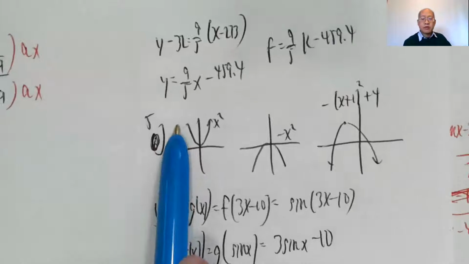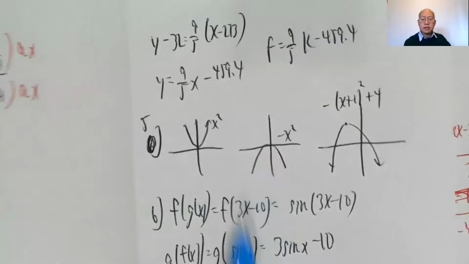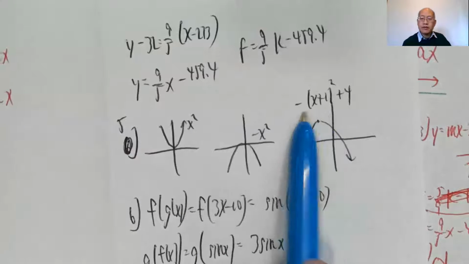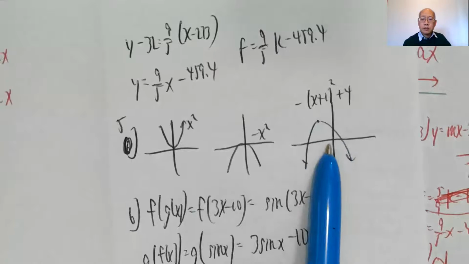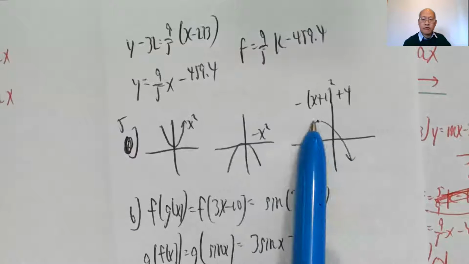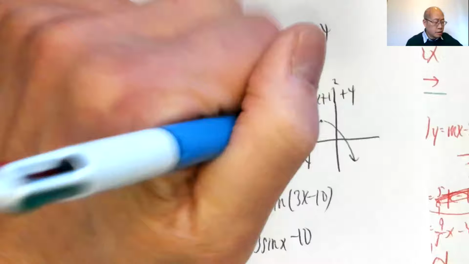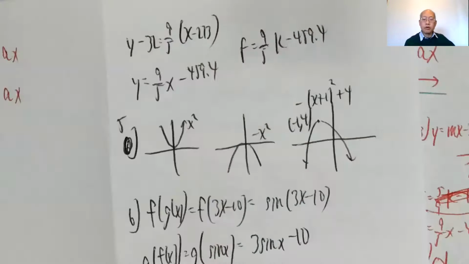Okay, number 5, x squared looks like this. Negative x squared looks like this. This translates 1 left and 4 up. So the vertex is now at (−1, 4). Let's go ahead and label that as (−1, 4).